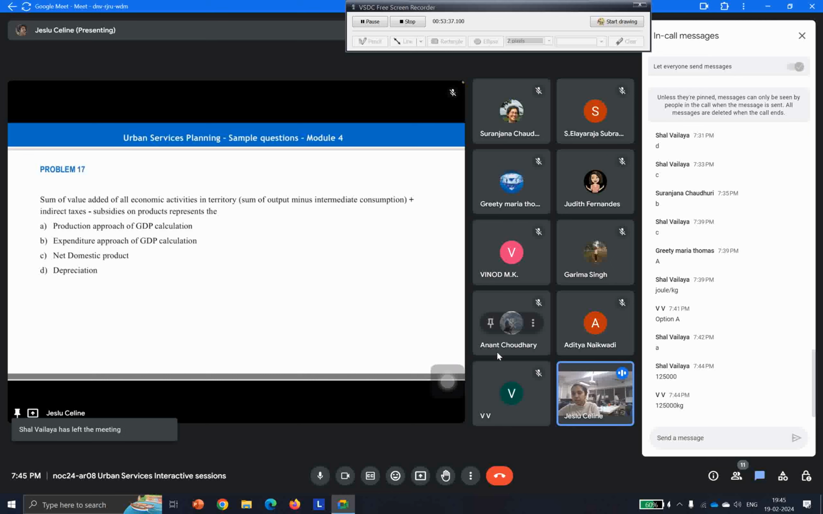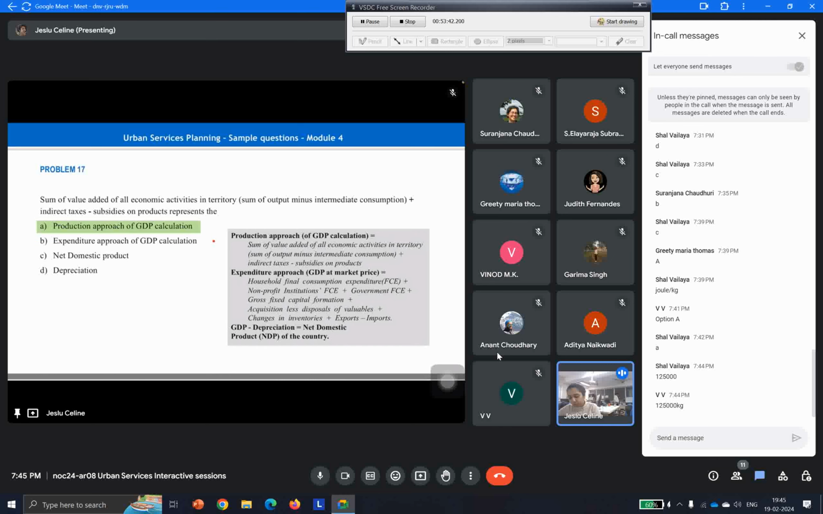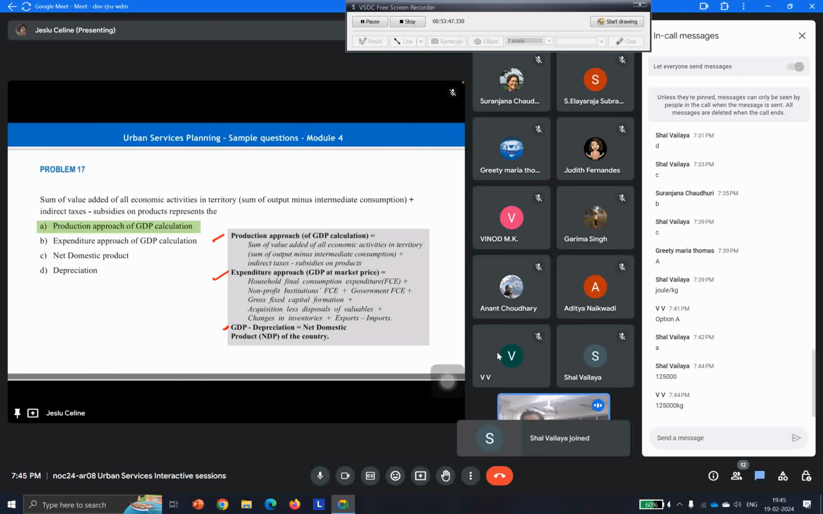Yeah, so this is the production approach towards GDP calculation. We discussed the production approach, the expenditure approach, and GDP minus depreciation, which gives the net domestic product. In the production approach, we add all the economic activities, which means the sum of all the output minus intermediate consumption plus all the indirect taxes and subsidies. So GDP is calculated in this way.